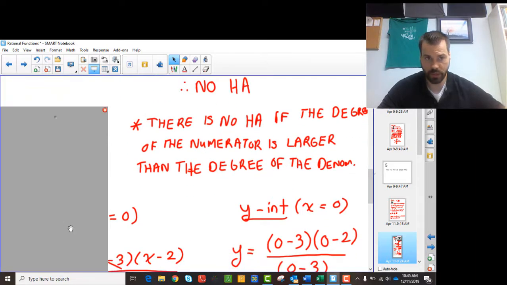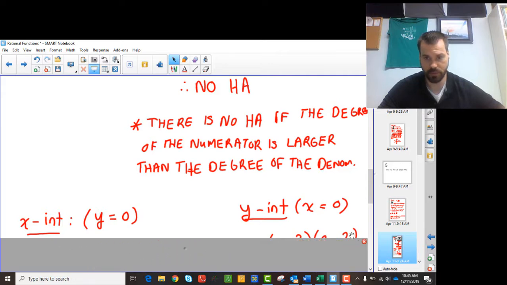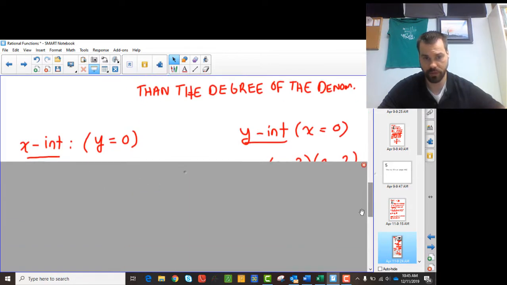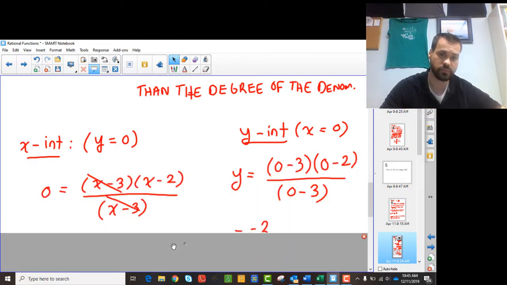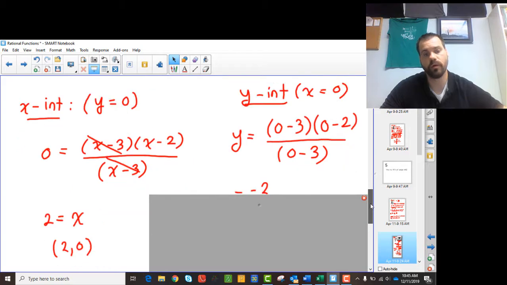Then we look at the x and y intercepts. So the x-intercepts, I told you before, come from the denominator and numerator being factored and then canceling anything that cancels. So we already did that with x minus 3. So what's left is x minus 2. Okay, and so that is our x-intercept. Our x-intercept is 2. So we have an x-intercept of 2, 0.